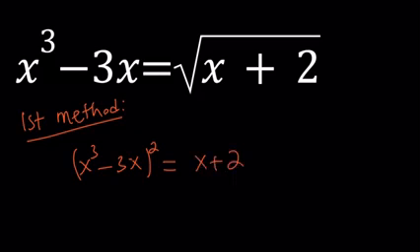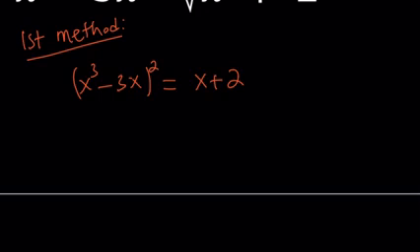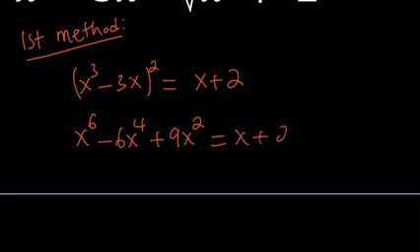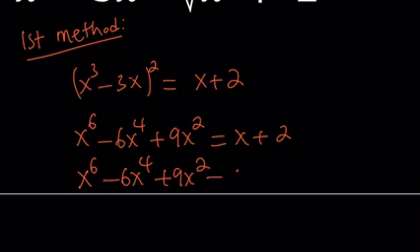And that gives us x plus 2 on the right-hand side, and on the left-hand side we have to square the difference. So that's going to be x to the 6th power minus 6x to the 4th power plus 9x squared, and that is equal to x plus 2. Then we're going to put everything on the same side. This almost looks like a bicubic. So we get this hexic equation, the 6th degree, which there's no formula for.